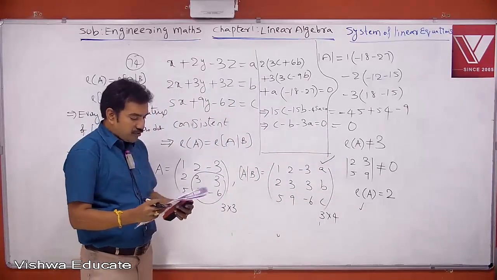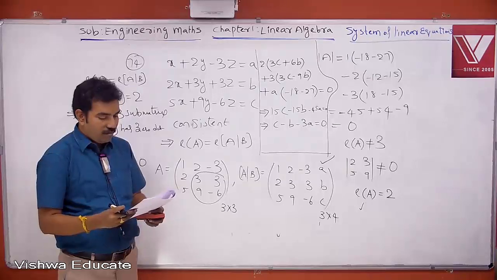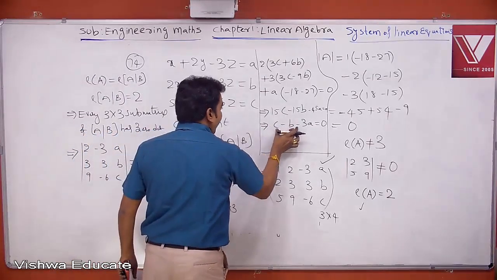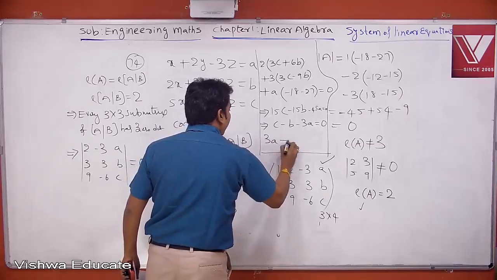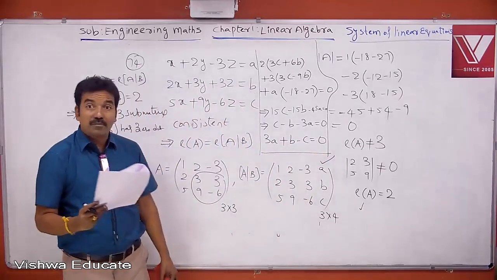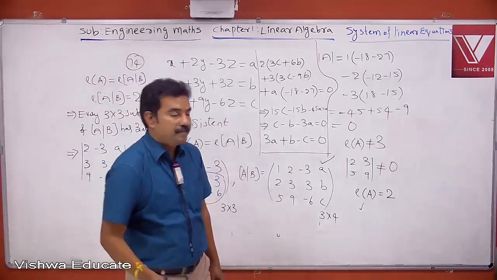Now let us see the options. Yes, this is option number C. It is multiplied with minus 1, so that you will get 3a plus b minus c equal to 0. So therefore option C is the right answer.